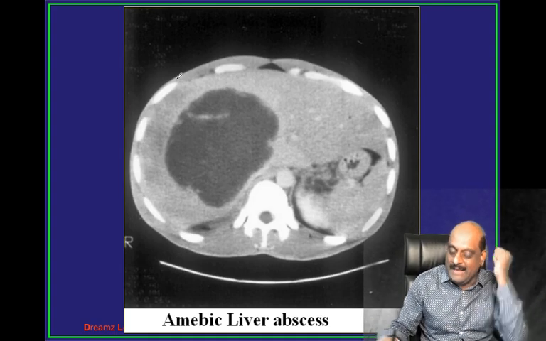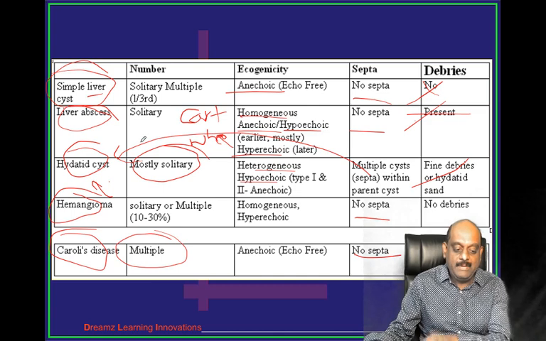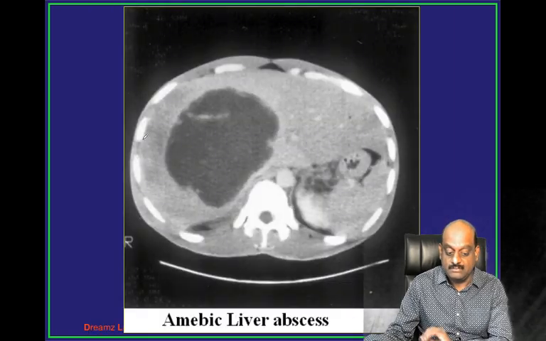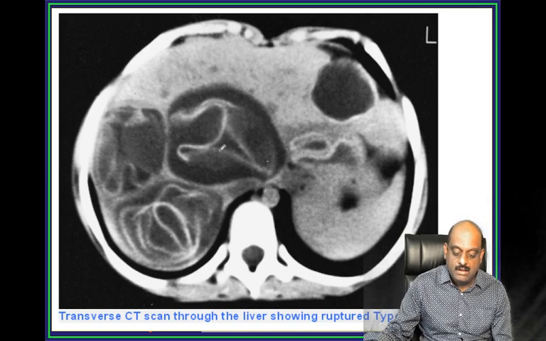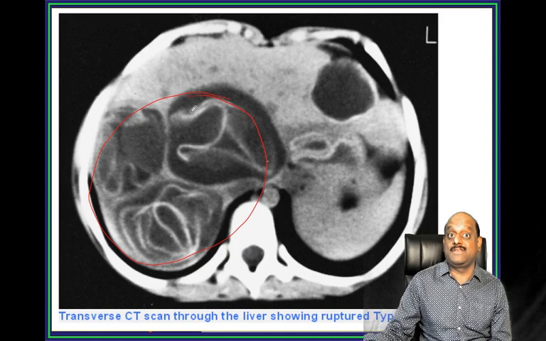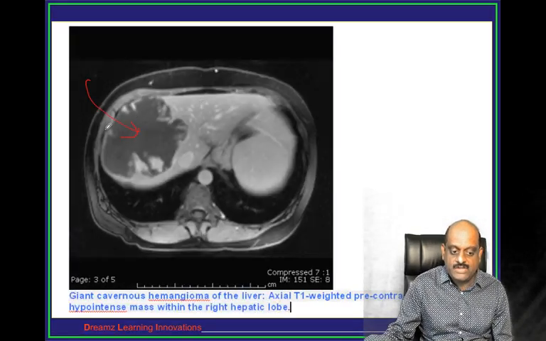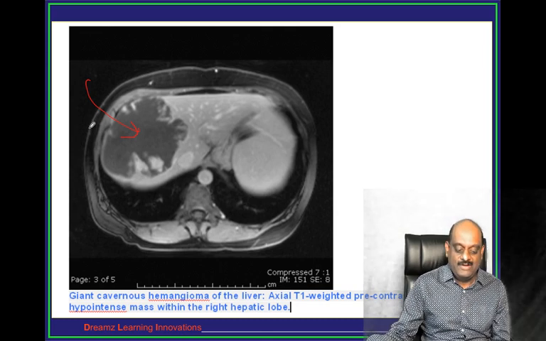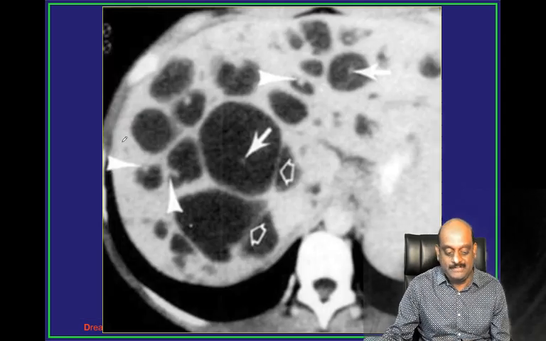This is an amoebic liver cyst. What is an amoebic liver cyst? In amoebiasis, typically it is a liver abscess. Then this is a hydatid cyst which is showing septations. Then this is a cavernous hemangioma which is showing a hypointense mass in the right hepatic lobe.